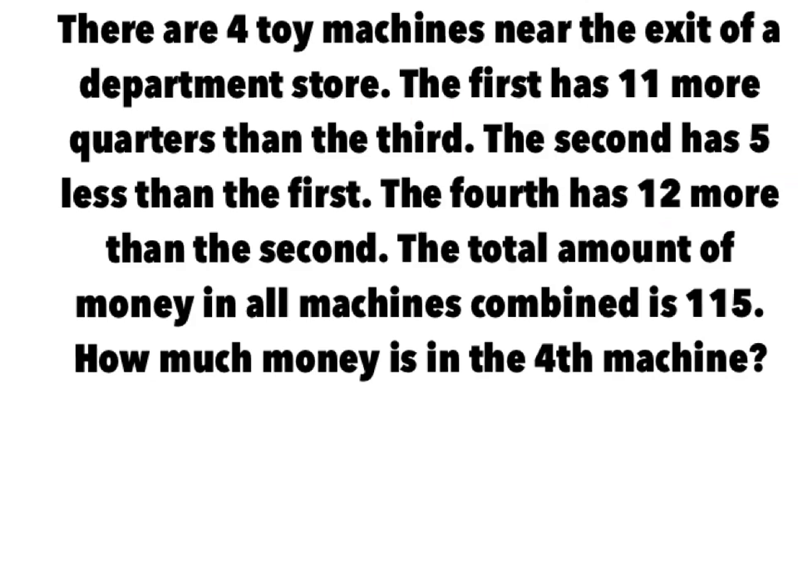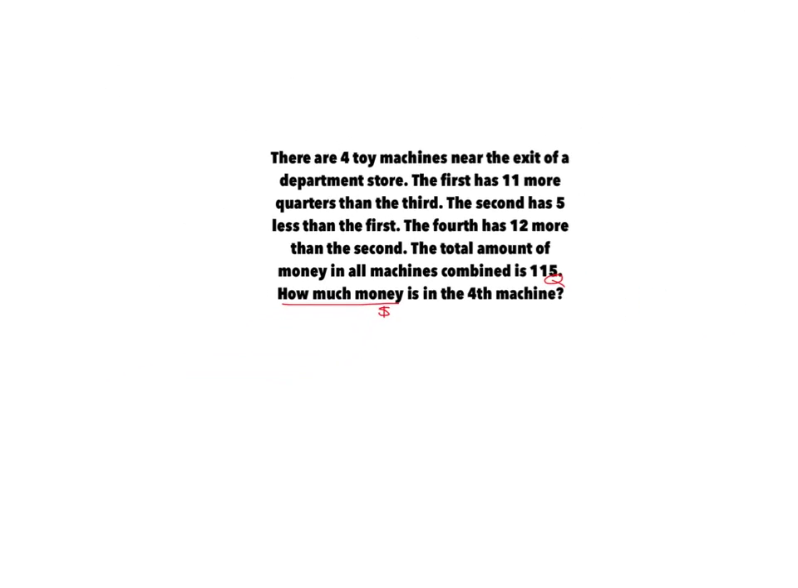The first has 11 more quarters than the third. The second has 5 less than the first. The fourth has 12 more than the second. The total amount of money in all machines combined is 115. And by 115, I'm referring to the number of quarters as 115. But in this next sentence, when I say how much money is in the fourth machine, I'm really looking for the dollar amount for that answer. So let's lower this down a little bit to make some room.